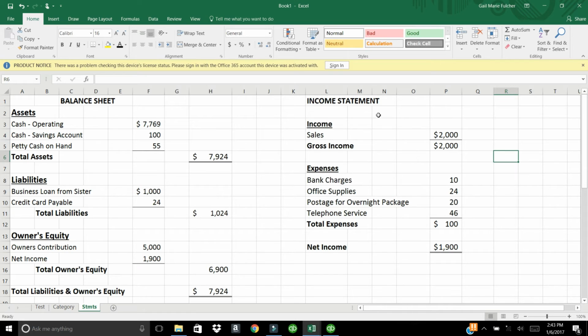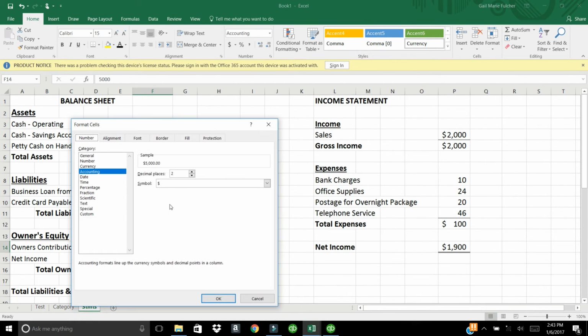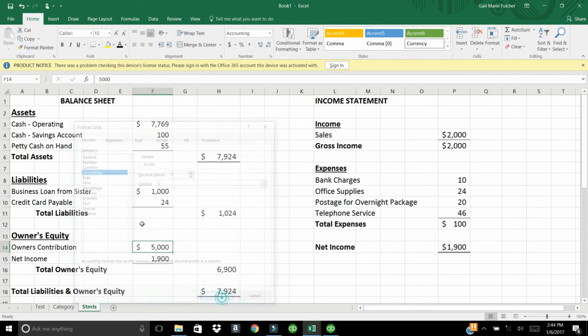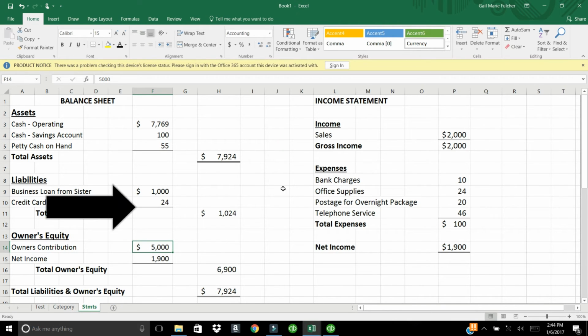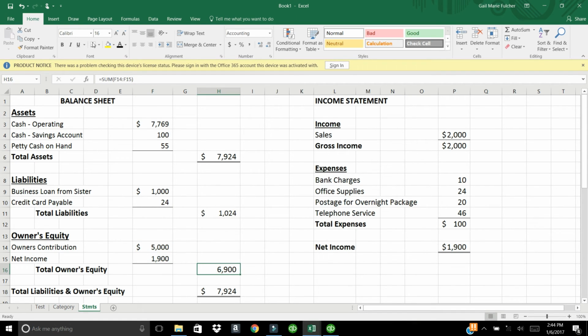So we come down here to owner's equity, and actually this should have a dollar sign, so let's get one there because it's the first number after a solid line there. So our net income and our owner's contribution equals total owner's equity of $6,900. So now this should have a solid line here. And we are going to add $1,024 and $6,900 for a total of $7,924, and that gets a double line for a grand total. So our two grand total amounts are the same as they should be.